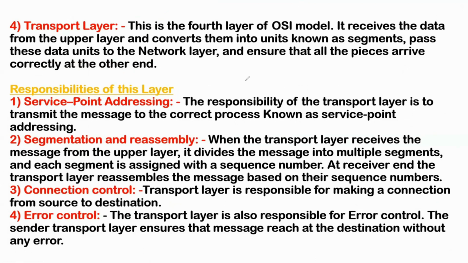Means transport layer receives the data from the upper layer. The upper layer is the session layer, and on the session layer the data unit is data, meaning normal data format. So this transport layer receives the data from the session layer, converts the data into segments, and passes these segments to the lower layer, that is the network layer. And transport layer is responsible for the pieces arriving correctly at the next layer.